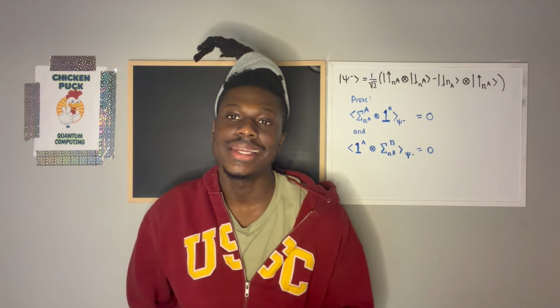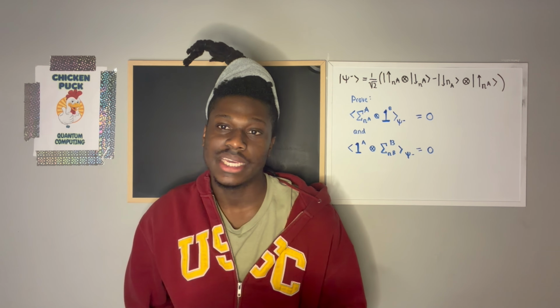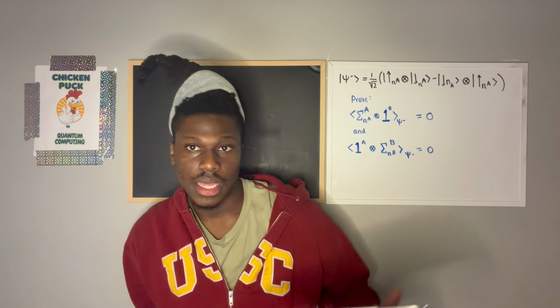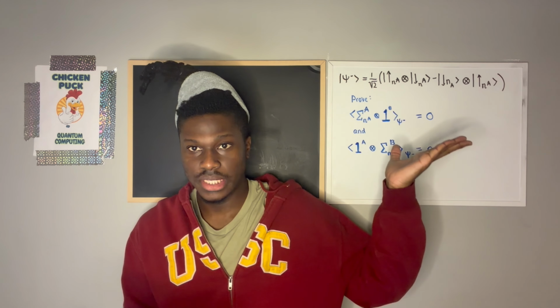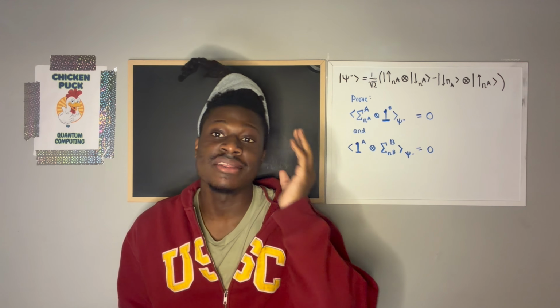Today I'm going to prove that each subsystem of a singlet state has zero local spin expectation in every direction. So let's start with the actual problem. Given this singlet state here, we have two spin 1/2 particles A and B in the singlet state.